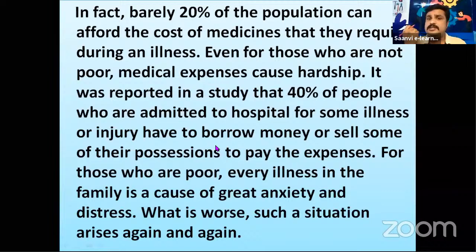It was reported in a study that 40% of people who are admitted to hospital for some illness or injury have to borrow money or sell some of their possessions. So not only 20% of people cannot afford the medicines; at the same time, 40% of average family people, if hospitalized for some illness, have to collect money from money lenders, or sell their land or something for treatment. That is the situation.